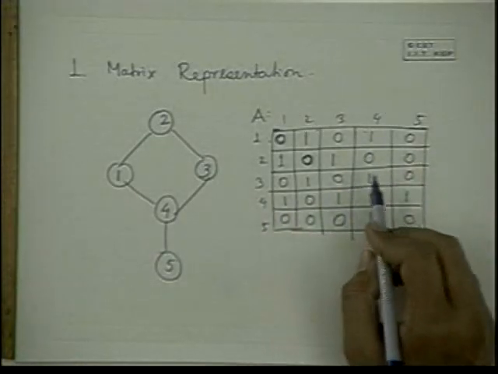Suppose you want to know whether there is an edge between i and j. What you can check is whether that particular entry in the matrix, Aij, is 1 or not. If it is 1, there is an edge. If it is 0, there is no edge. Particularly, the diagonal elements represent Aii. What does it mean? Whether there is an edge from i to i.